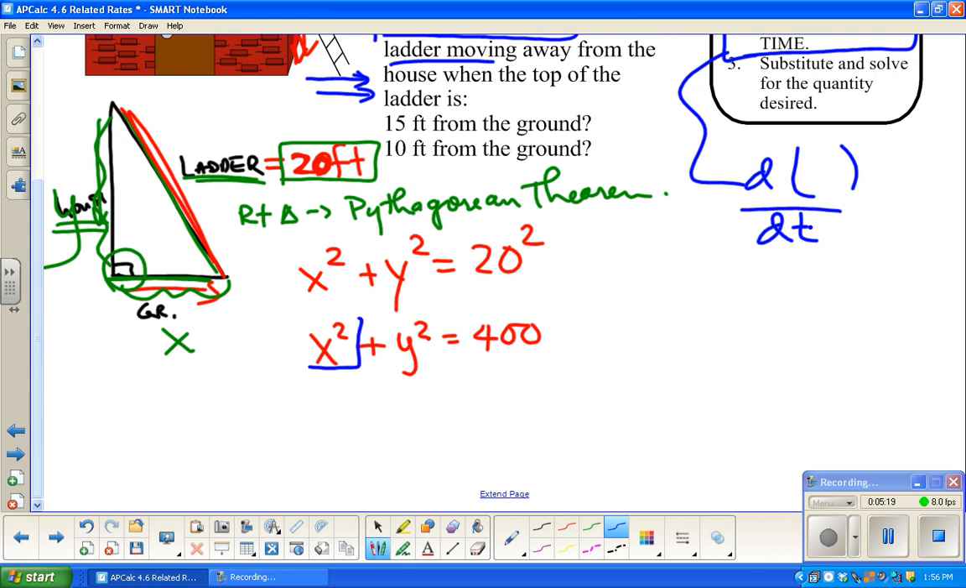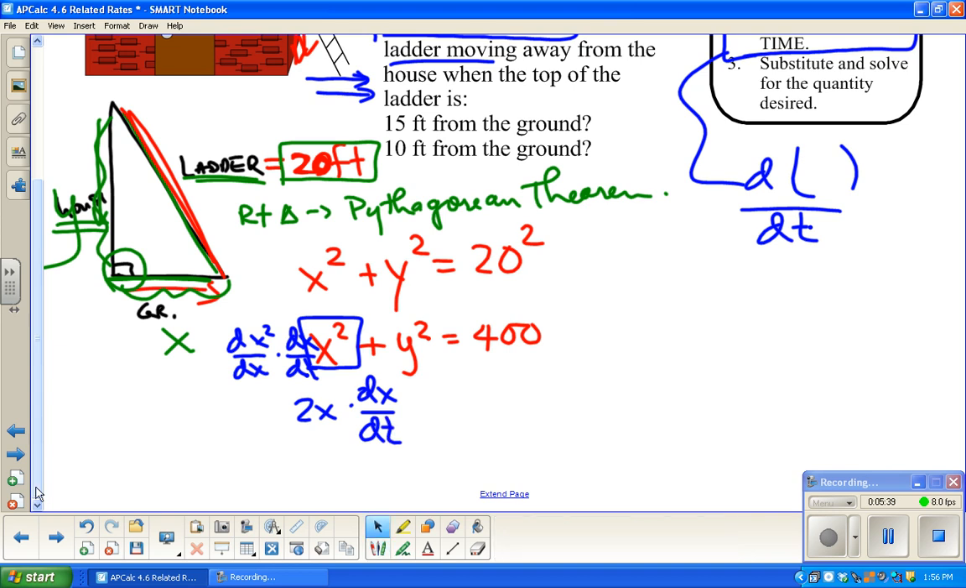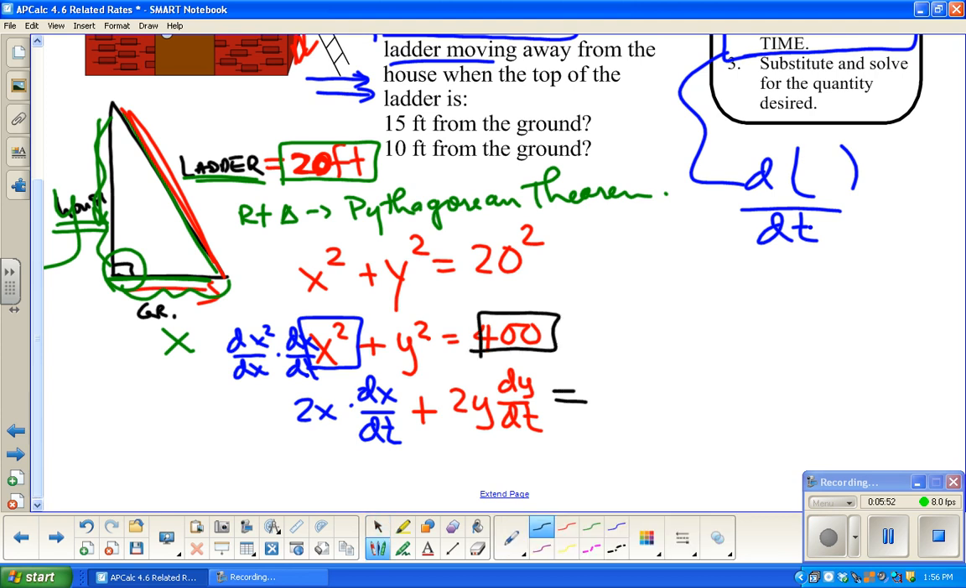Okay, so the derivative of x squared is going to be 2x, but I'm really not doing the derivative of x squared with respect to x. I'm supposed to be doing it with respect to t. So I did it with respect to x, and now I need to multiply by dx dt. So really it's a little chain rule thing going on there. Okay, and I'm going to keep that going. So I'm going to do the derivative of y squared with respect to t. So this is 2y dy dt. And then I'm going to do the derivative of 400, which you guessed it, is 0.